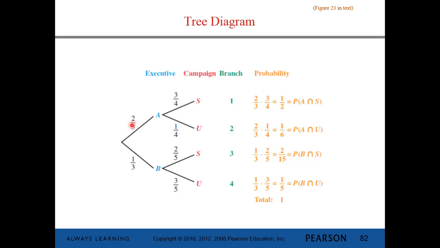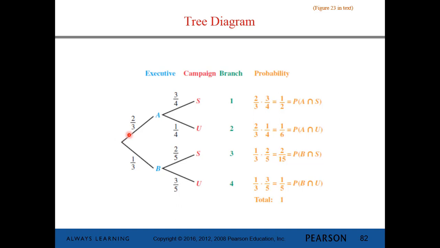Now, if I want to know the probability of having A and S, that means I'm going down this branch of the decision tree. Down this tree, I have A as the outcome, followed by S. So the probability of A and S is 2/3 times 3/4. Because it's the probability of A times the probability of S given that A has occurred, since I'm going down the A branch. So it's 2/3 times 3/4, which is 6/12, which is 1/2. So the probability of A and S is 1/2.